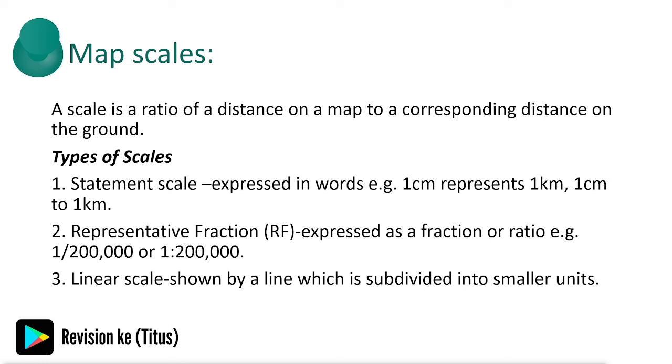Let's look at scales. A scale is a ratio of a distance on a map to a corresponding distance on the ground. These are the types of scales. We have a statement scale, which is expressed in words. For example, 1 centimeter represents 1 kilometer, and so forth. Representative fraction, it's expressed as a ratio or fraction. A linear scale is shown by a line which is subdivided into smaller units.